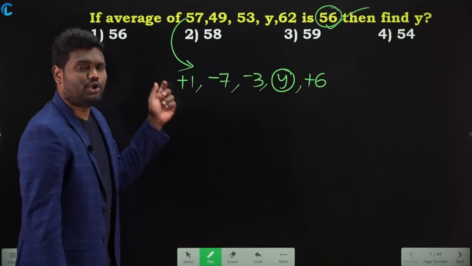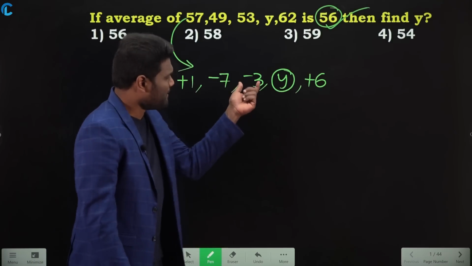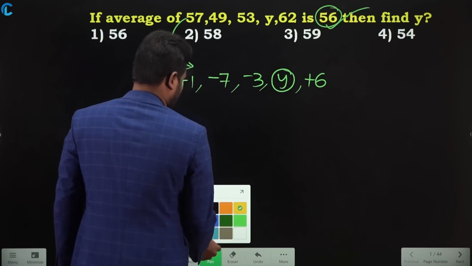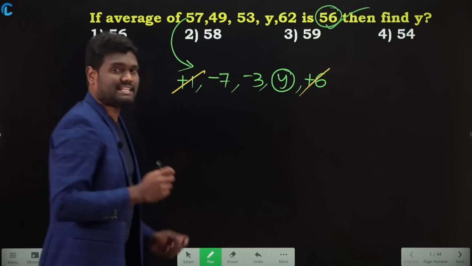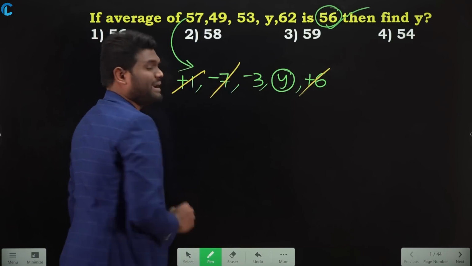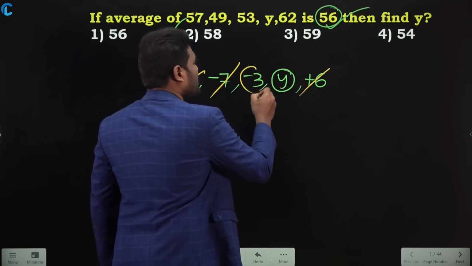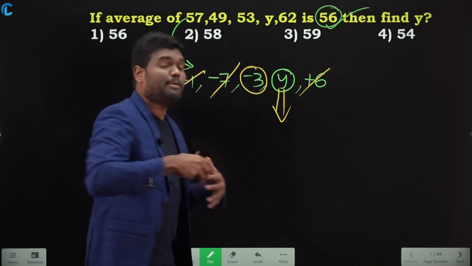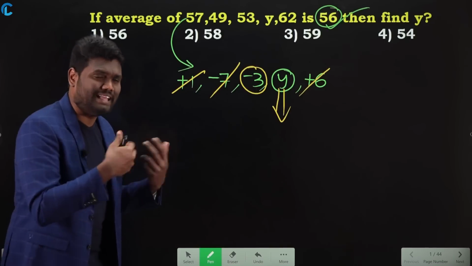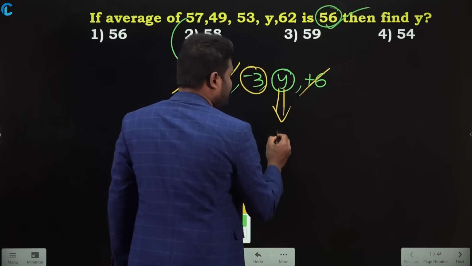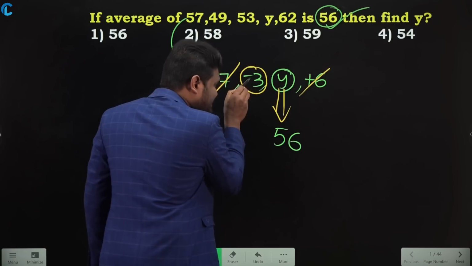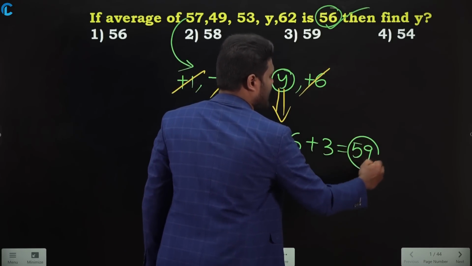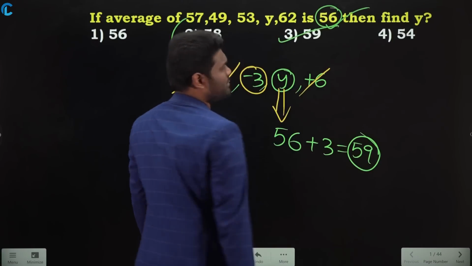Now you have plus 1, minus 7, minus 3, plus 6. You just need to balance them. Plus 1 plus 6 is plus 7. Now plus 7 and minus 7 get cancelled. Finally, you are left with minus 3. As you are left with minus 3, this value should be 3 more than average. The actual average is 56, so this should be 56 plus 3, which is 59. So we can say that the value of y is 59.